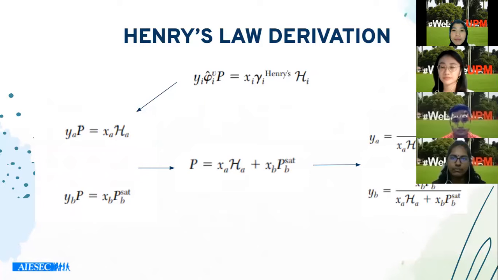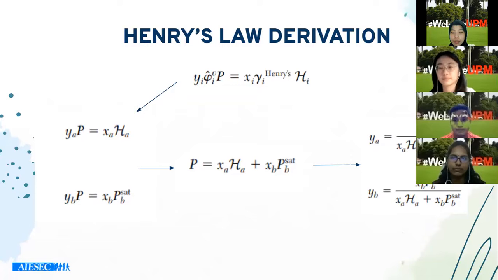Okay, next. So now I would like to go through the Henry's law derivation. As you can see at the top part, this is the typical Henry's law equation. We substitute the A and B in the equation, and we add both of the equations, and we get the equation in the middle. Finally, we obtain the final equation at the right side of the slide by substituting the equations.